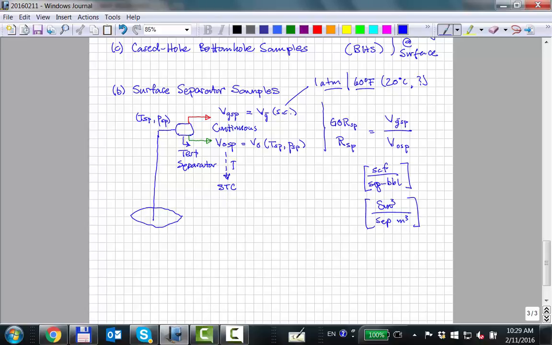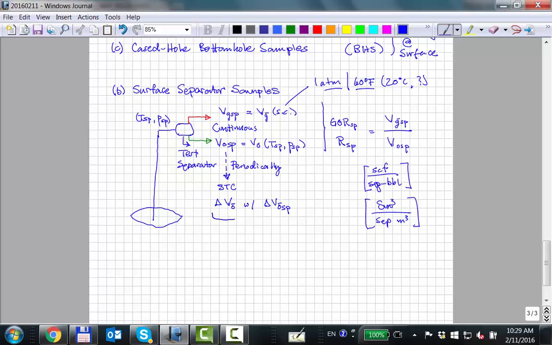So this is periodically during the testing. And they'll measure during that period a certain amount of stock tank oil volume, corresponding together with the amount of separator oil volume during that 15 minutes. Okay, they fill up a tank, 100-barrel tank or something.